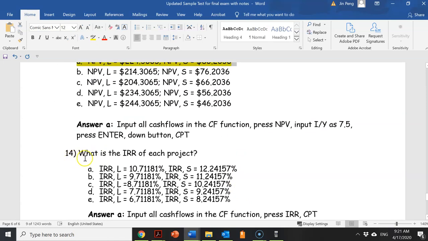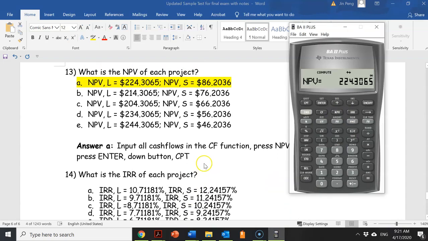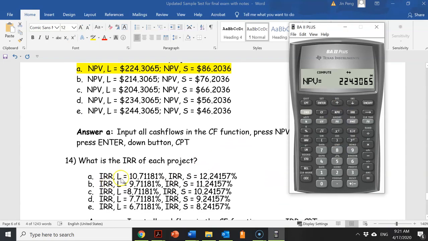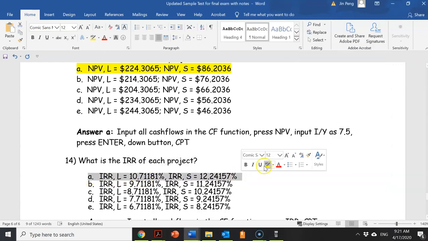Question number 14. We need to input all the cash flows again in the cash flow function, press IRR compute to look for the IRR of each project. Now I have all the cash flows for L in my calculator already, so I could just go to the IRR function, press compute. 10.7118 is the IRR for project L, so I know option A is the right answer.